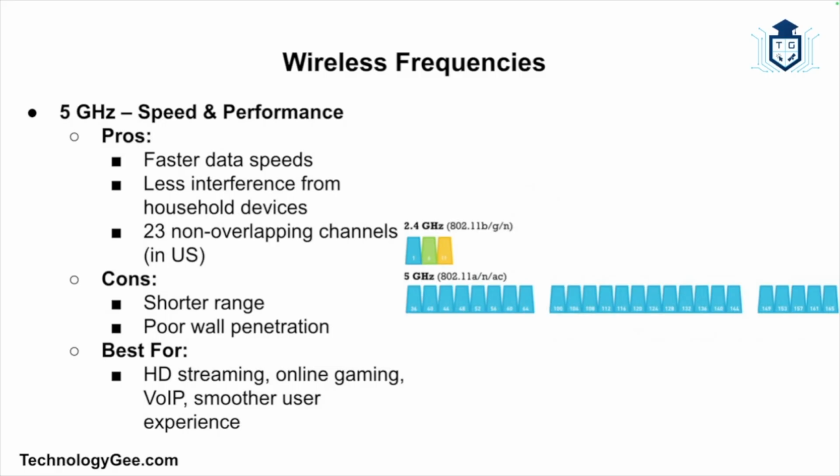Next is the 5 gigahertz band, and this offers a significant upgrade in performance and efficiency. Its pros: it has faster speeds, less interference due to more available channels, and more non-overlapping channels, with 23 in the US. Its cons are it has a shorter range and poor penetration through walls. Now, the best use cases: it is ideal for high bandwidth activities like video streaming, online gaming, and voice over IP.